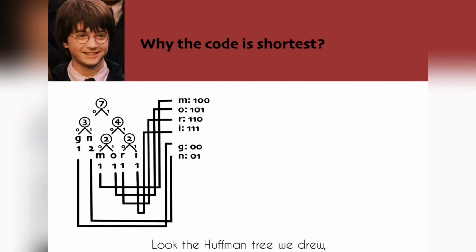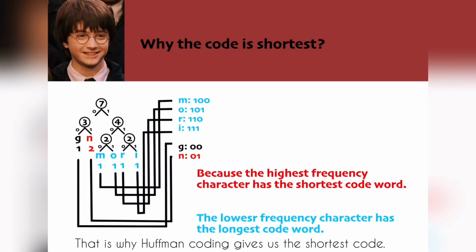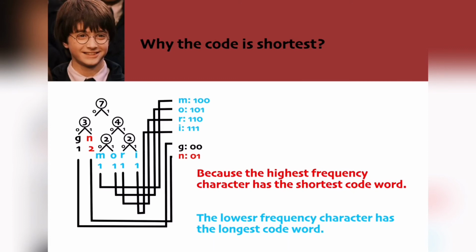Look at the Huffman tree we drew. The character with the highest frequency has the shortest code word. The character with the lowest frequency has the longest code word. That is why Huffman coding gives us the shortest code.